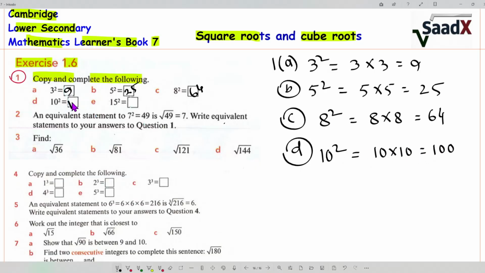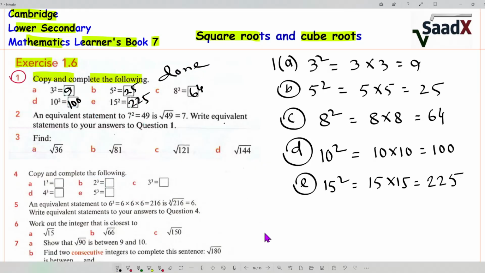So here is 100. And finally, number E, 15 squared. 15 times 15, it will be what? 225. So 225. Number 1 done.